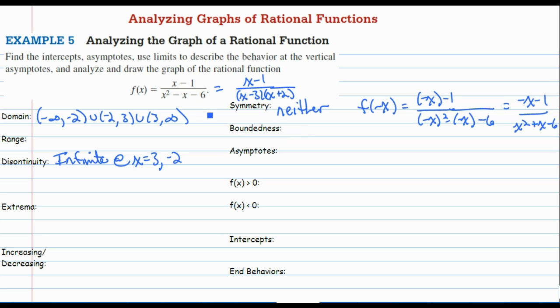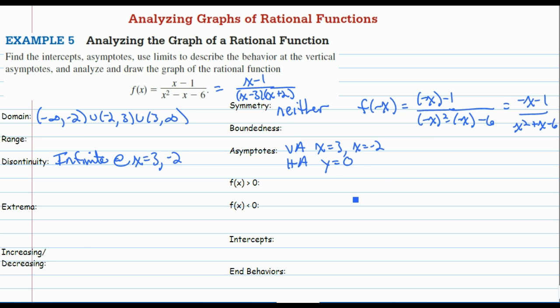What else? Asymptotes. I know that there's going to be a vertical asymptote at both infinite discontinuities. So that's x equals 3 and x equals negative 2. Then there's going to be a horizontal asymptote. Now the degree in the denominator is higher, so there's going to be a horizontal asymptote at y equals 0.